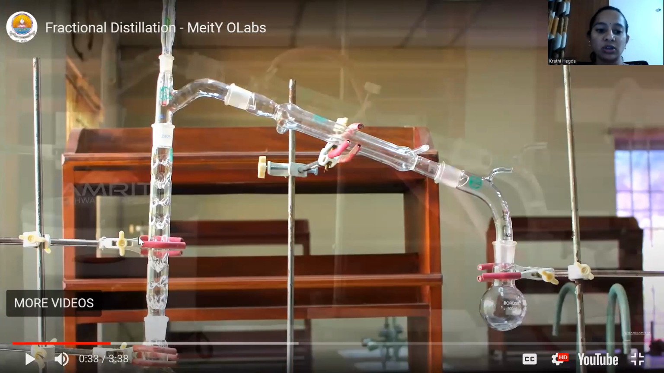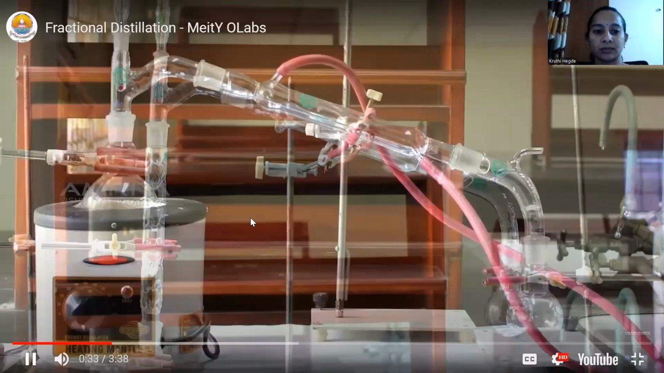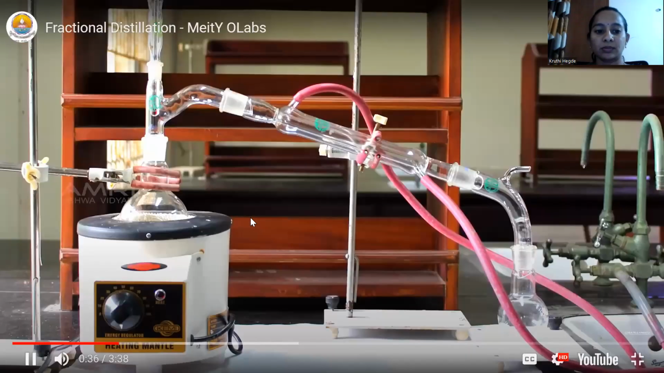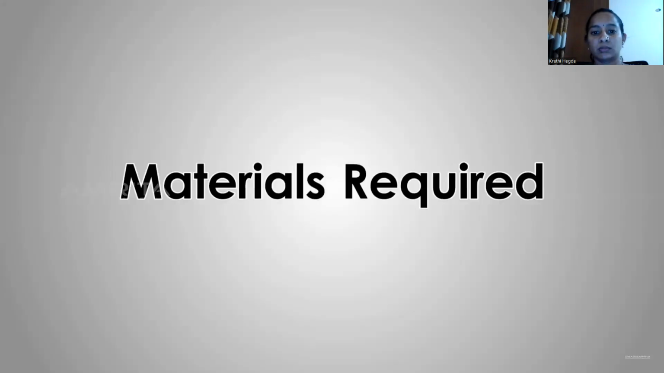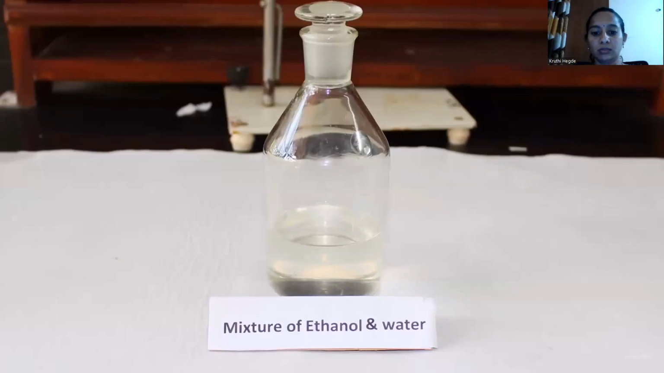The fractionating column is different, other setup is the same as that of simple distillation, except that a fractionating column is fitted in between the distilling head and the RB flask. Materials required. Mixture of ethanol and water.